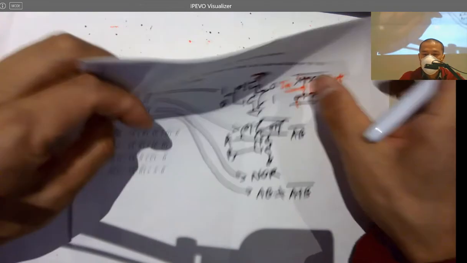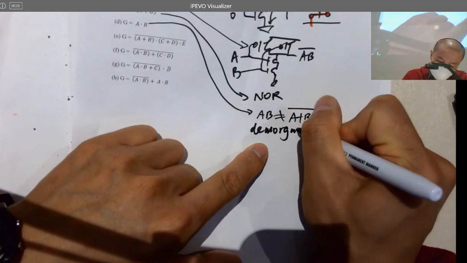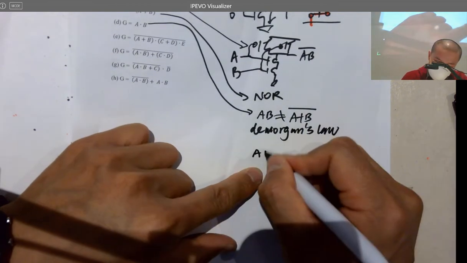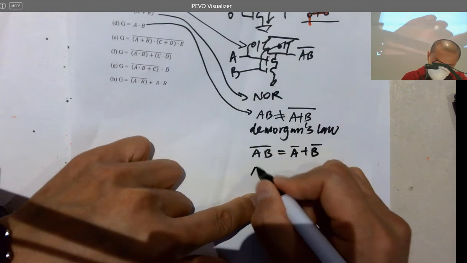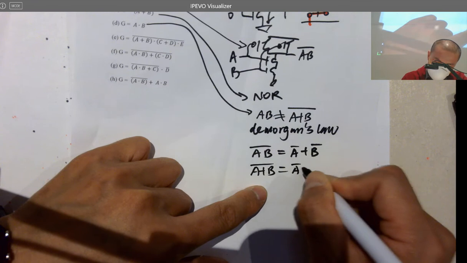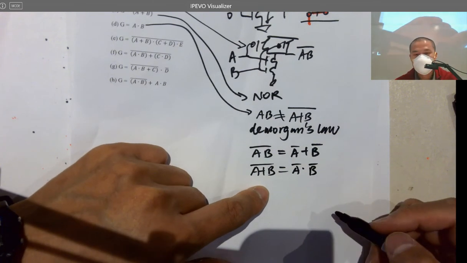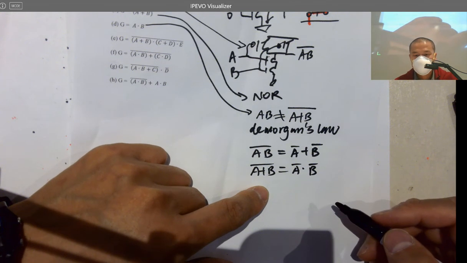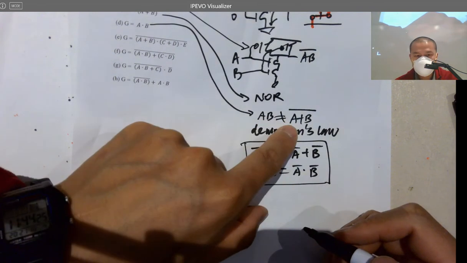Remember De Morgan's law in logic? A B with a bar equals A bar or B bar, or A bar or B bar equals A B with a bar. Just split the bar and change the sign, or merge the bar and change the sign. Okay? Remember that one. So no, this is not correct.